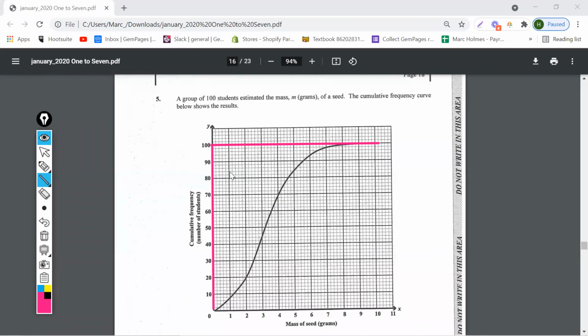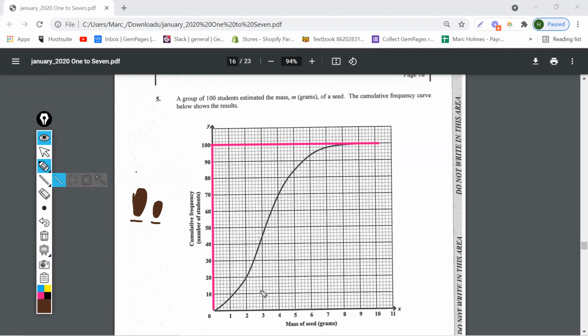And down here is about the mass of the seed, right? 100 students estimated the mass of a seed. Okay, so 100 students just got a seed, guys. Let's just think of it this way. Let's make it brown. Seeds are usually brown. And every student got a seed. Some are bigger than others, right? Some seeds are small, some seeds are big.